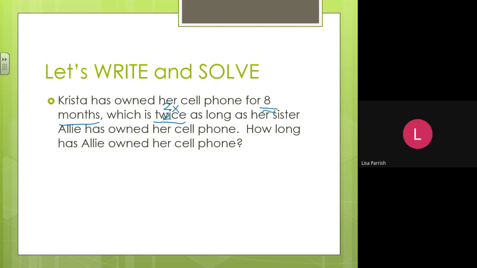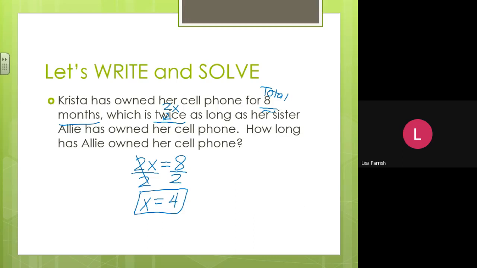2 times something. If you have twice as much, you multiply something times 2. So for this one, 8 is the total. I can't multiply 8 times something and get 2, but I can multiply 2 times something and get 8. So my equation for this is 2x equals 8, or whatever variable you want to use. 2x equals 8. Then we would divide both sides by 2 and get x equals 4. So Allie's owned her phone for 4 months.